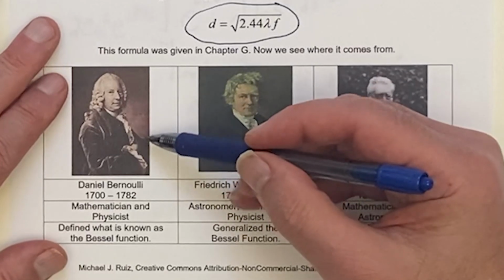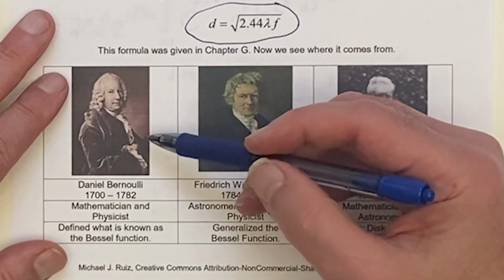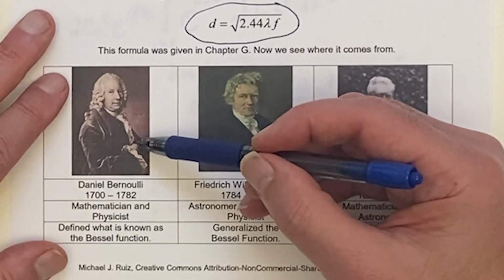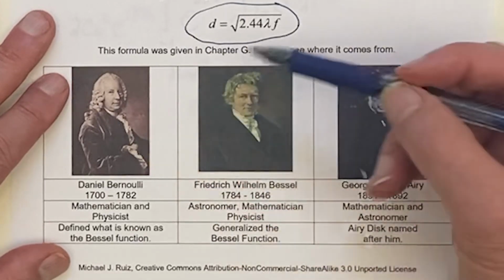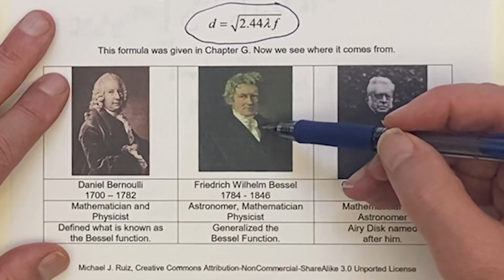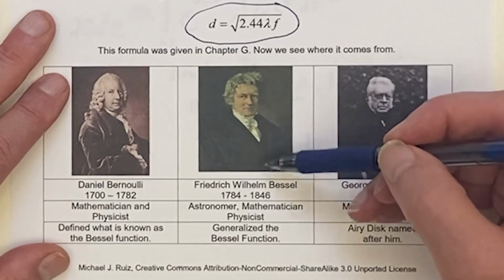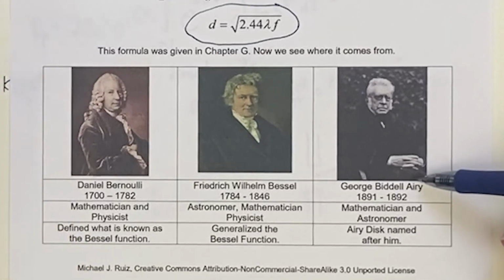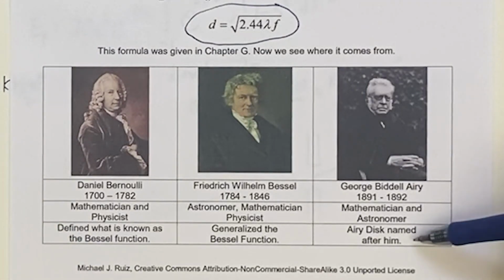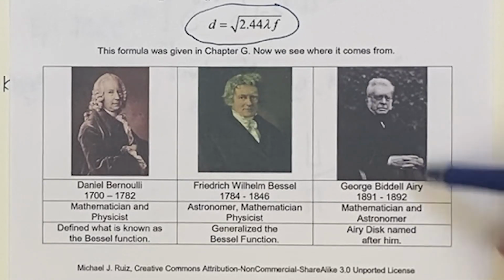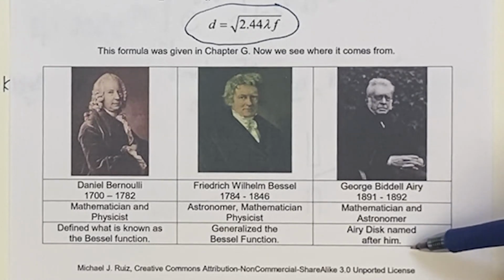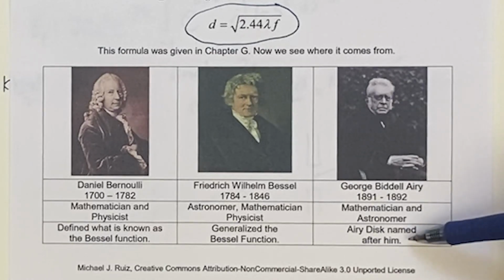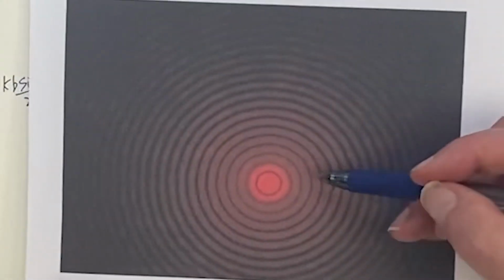Daniel Bernoulli, mathematician and physicist, first defined what is known today as the Bessel function. Bessel himself generalized the functions, and now we call them the Bessel functions after him. And George Biddell Airy, the mathematician and astronomer, is who we named the airy disk after. The airy disk had been pointed out earlier, but he did some nice theoretical analysis on it, and so we named it after him. And here is the airy disk.